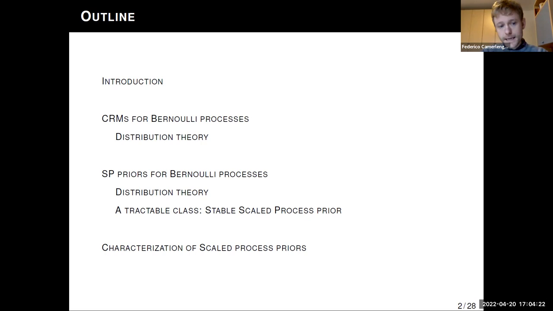In particular, we will develop distribution theory for this class of processes, and I will focus on a specific choice for these priors, which is the choice of a stable scale process prior. So the class of stable scale process priors, we will show that it turns out to be particularly tractable in this context. At the end of my presentation, I will characterize scale process priors in terms of their predictive structure. In the second part, Lorenzo will focus especially on an application of this class of processes in genomics. So this is the introduction.